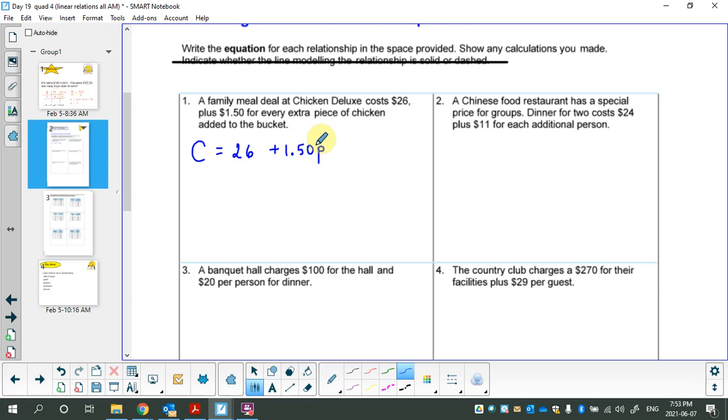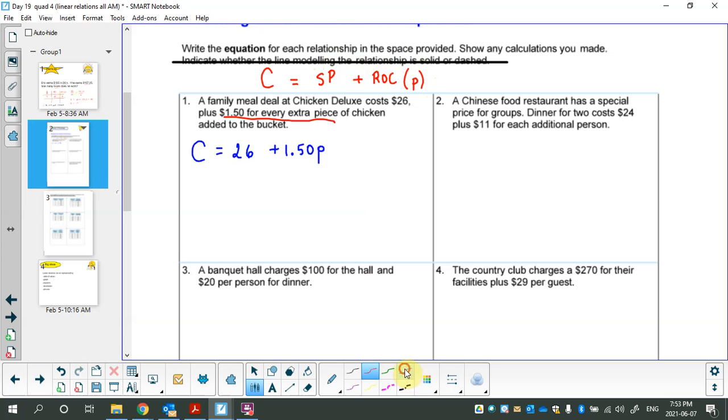So this is your rate of change. And if you take a look at the language in here, it says plus $1.50 for every extra piece of chicken. That means $1.50 per piece of chicken. And that's why it's the rate of change. And your rate of change always gets the letter. So the structure you'll have is, you'll have a letter, so I'm going to use C, equals, you'll have your starting point, then you'll add on the rate of change, and then you'll have another letter. I'm going to wrap it in a bracket so it stands out for you.